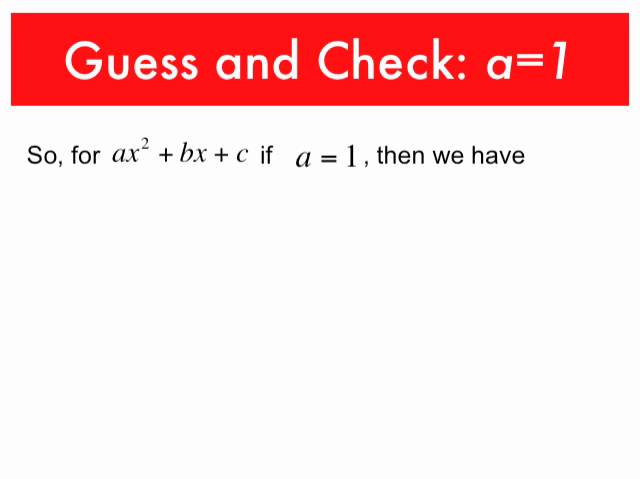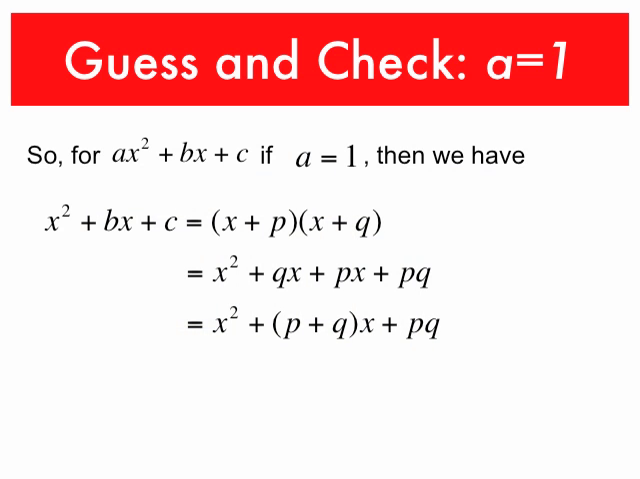So a is the number in front of my squared variable, b is the number in front of my single variable, and c is my number without any variables at all. If a is equal to 1, that means the coefficient of the squared variable is just 1, then we just have x squared, because if a is 1, we don't even need to write it. Then we'll have bx plus c.